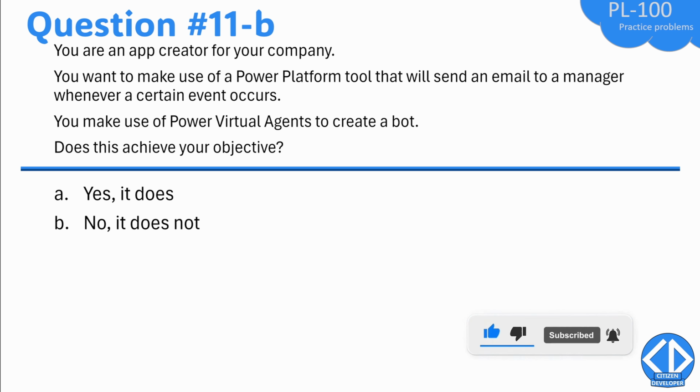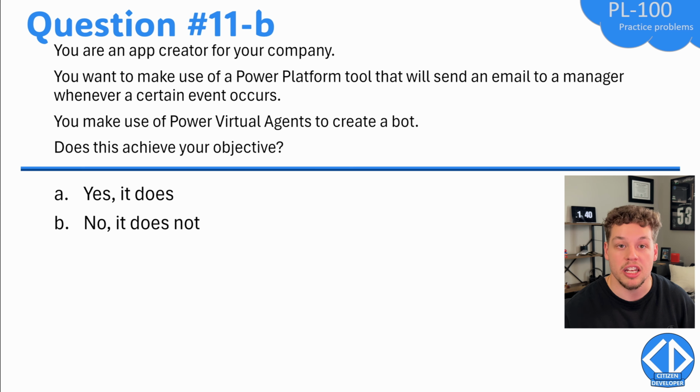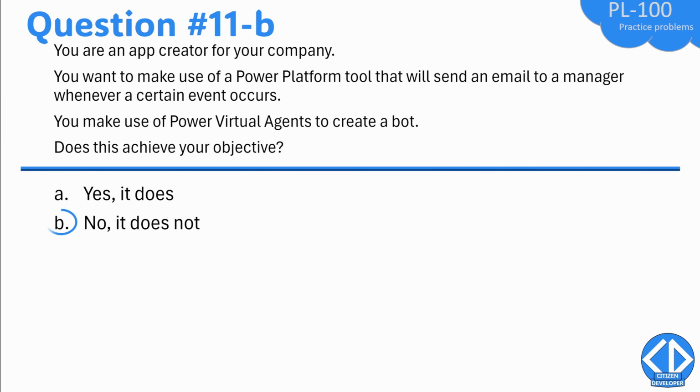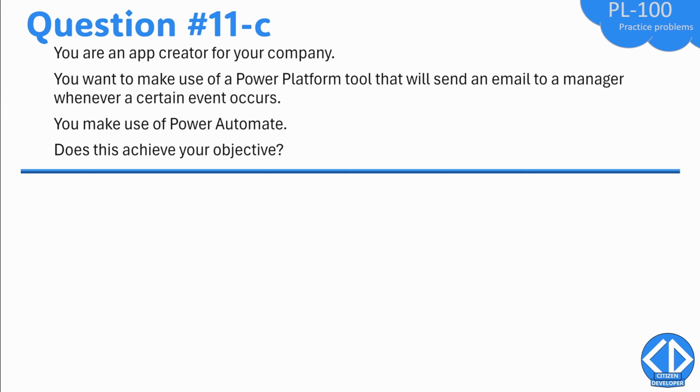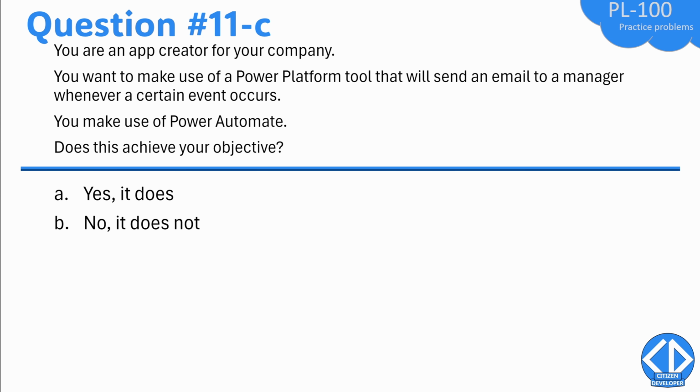Now this one might be tricky, especially for beginners, because a bot sounds like it's conversation, things like emails, but we're looking to send an email. We're not looking for the manager to speak to someone to get information. We're just looking to send an email. So Power Virtual Agents is not going to do that as well. You can make use of Power Automate. Yeah, this is going to be what we are looking for.